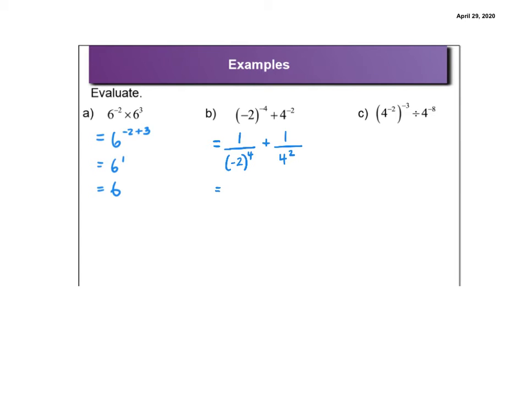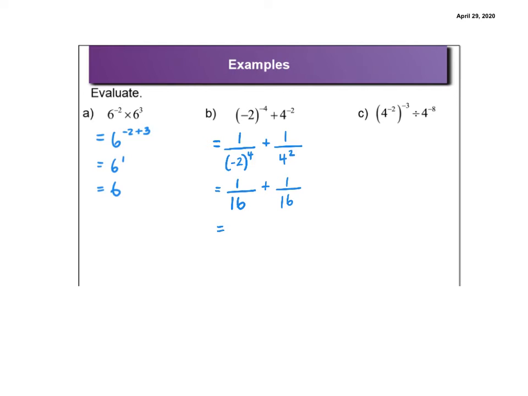Our first fraction, 1 is my numerator. My denominator I will determine by multiplying negative 2 by itself 4 times. So negative 2 times negative 2 is positive 4, times negative 2 is negative 8, times negative 2 is positive 16. So this is going to be 1 over 16. My second fraction, 4 squared is 4 times 4, which is 16.